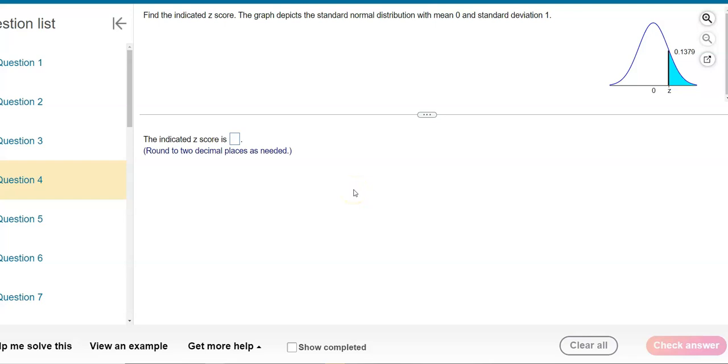Now this question is similar. Again, it says find the indicated z-score. The graph depicts the standard normal distribution with a mean of 0 and a standard deviation of 1. But this time, notice that the area they gave us is to the right of the z-score. It's more than the z-score. So we're going to have to do something different for this one.